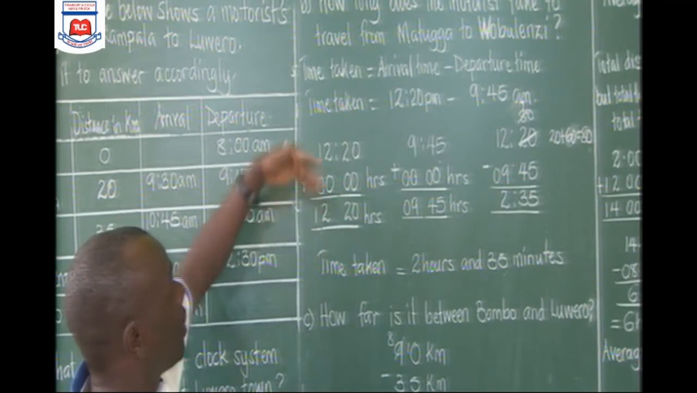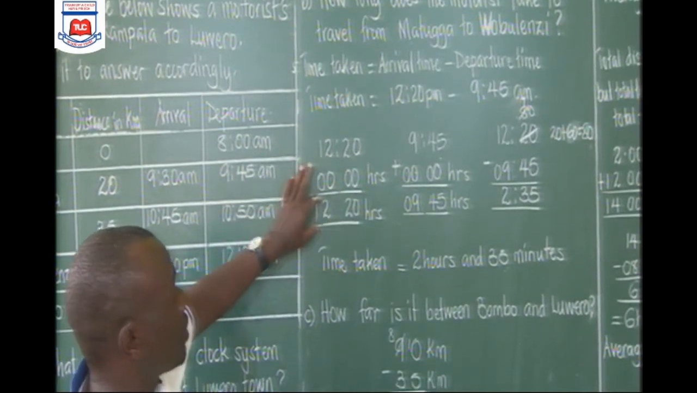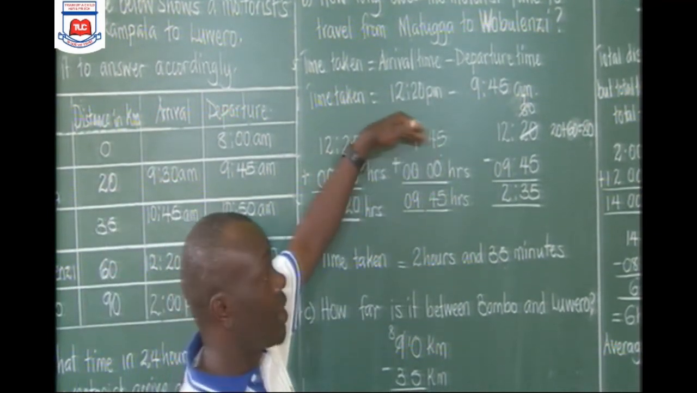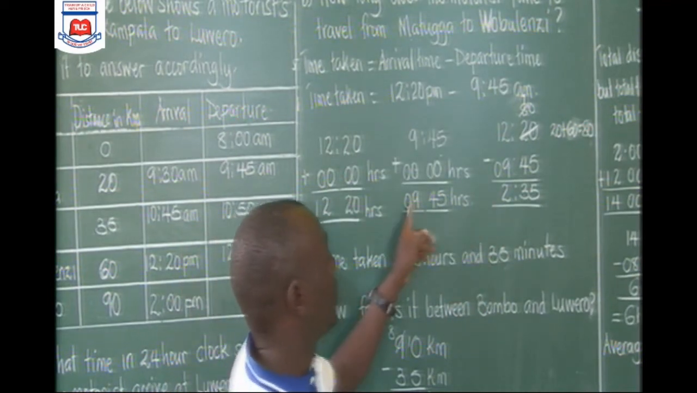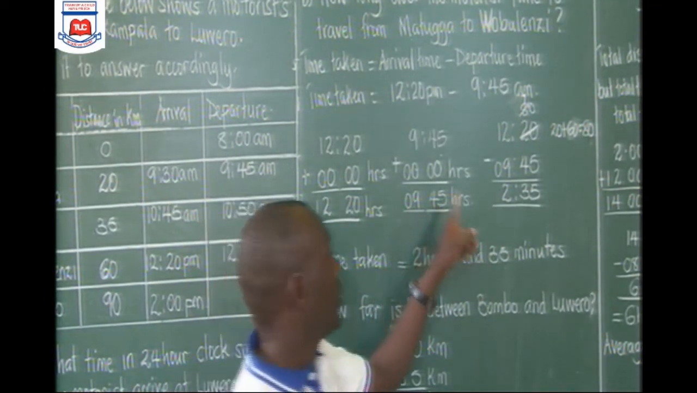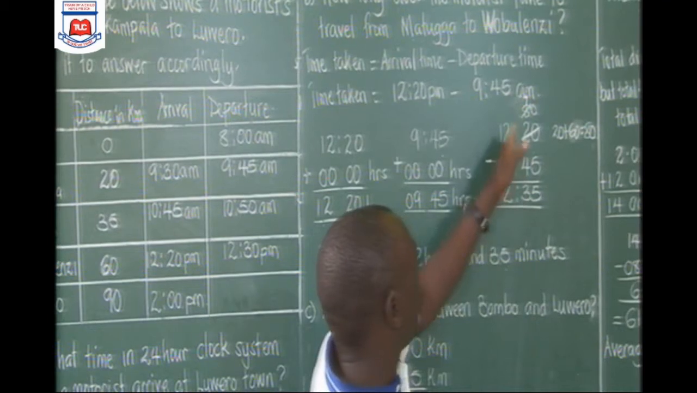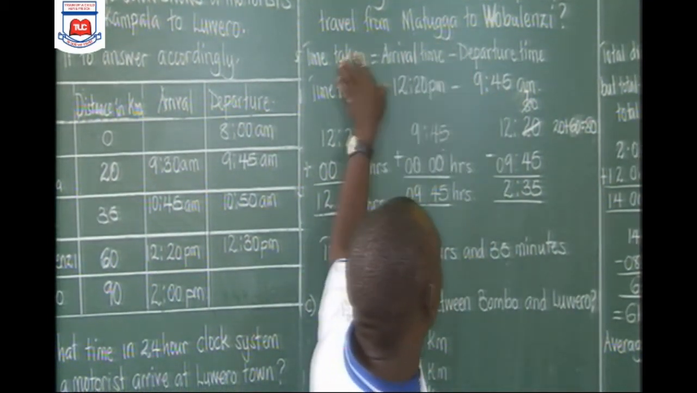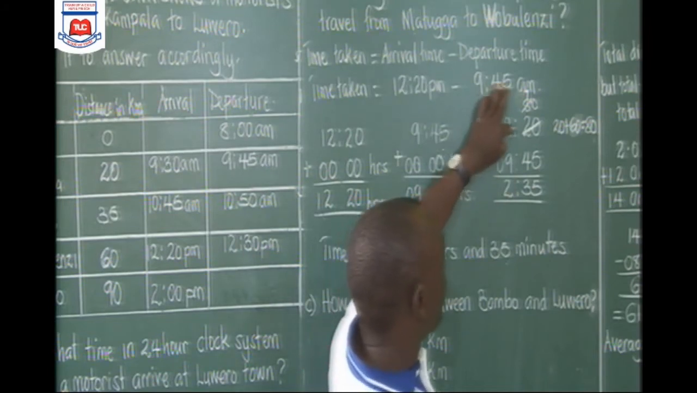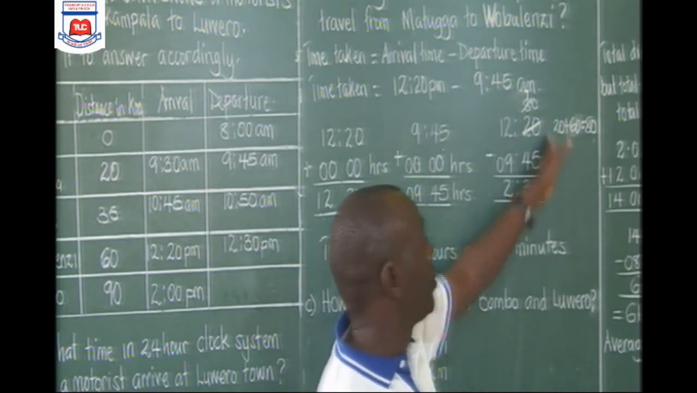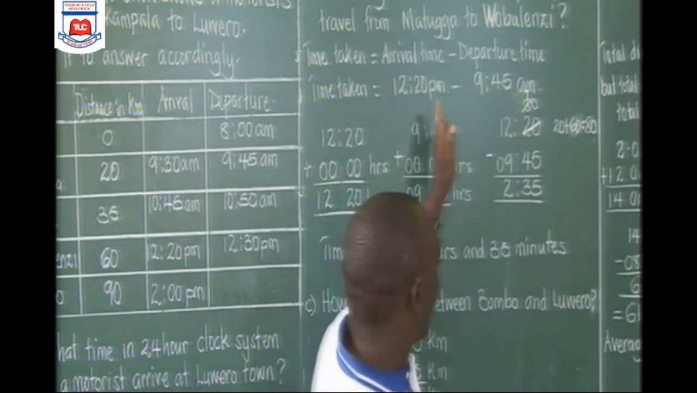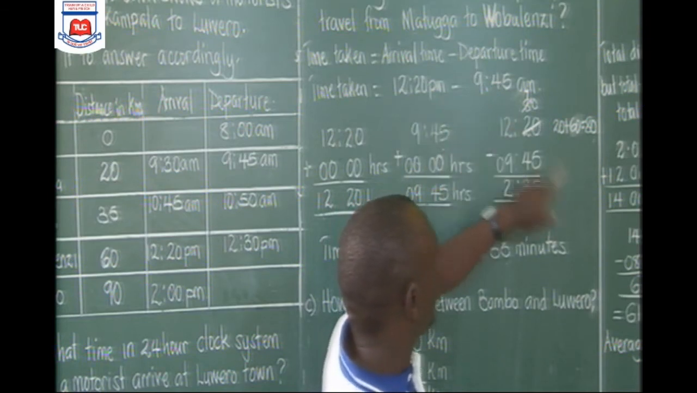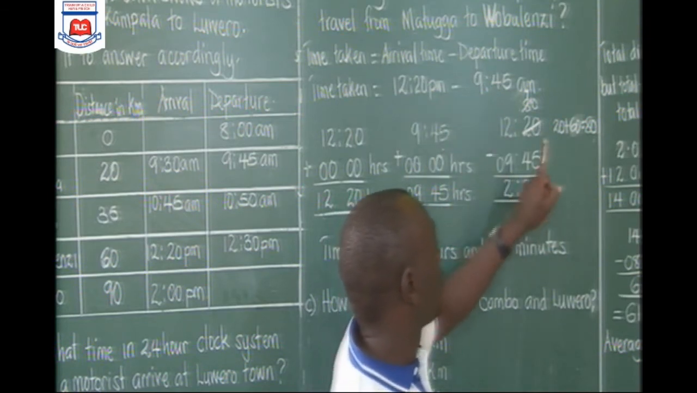So the outcome of the p.m., the 12:20, is 12:20 hours, and the outcome of 9:45 a.m. is 9:45 hours. Now proceed to subtract as dictated by the formula. You say 12:20, here don't put any unit, we want the time taken please. 12:20 minus 9:45.